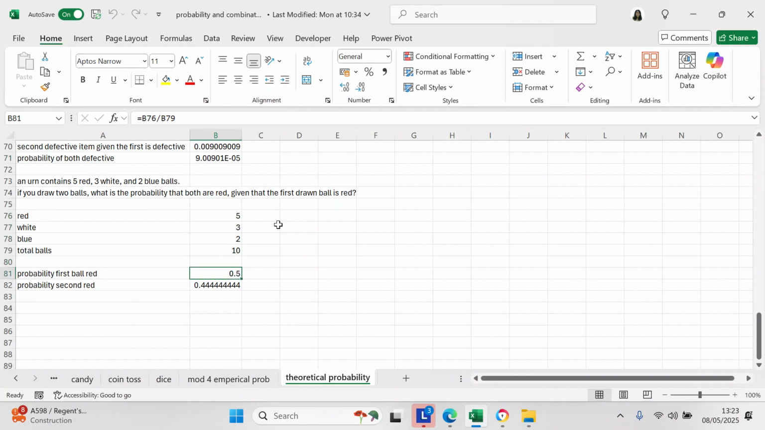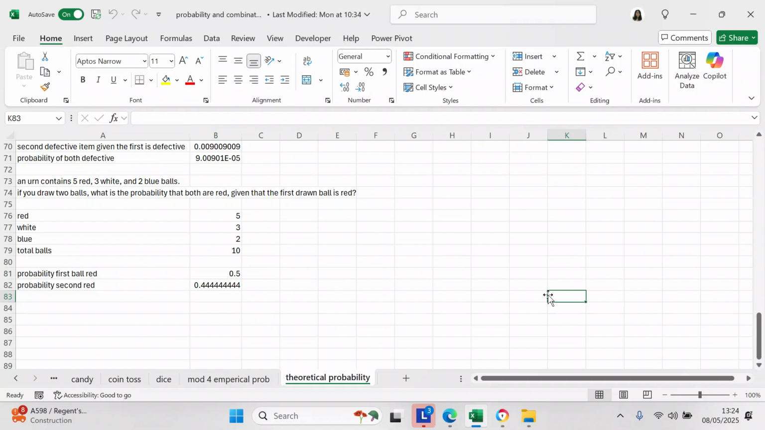The probability of the first ball being red is B76. That's red divided by B79, so that's 50%. And the probability of the second one being red is B76 minus 1 divided by B79 minus 1, and it's going to be 44%.